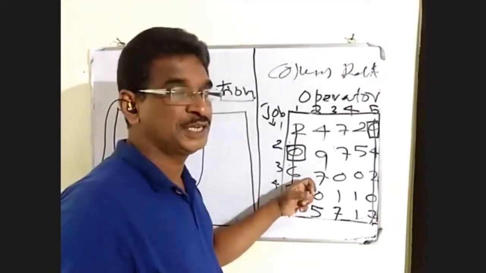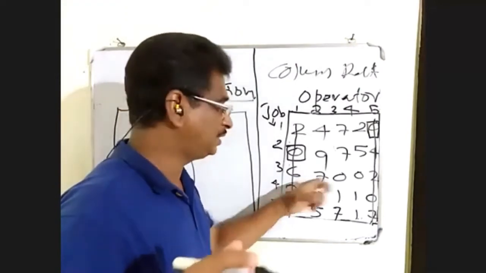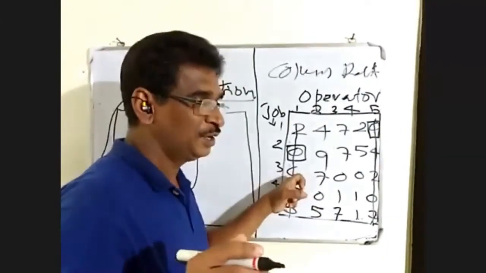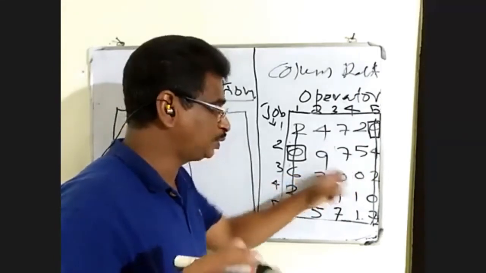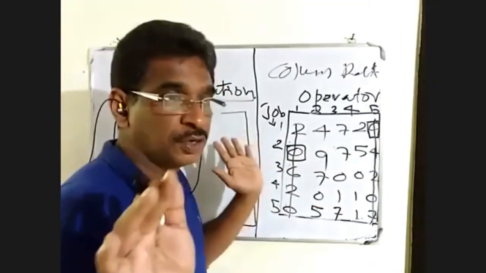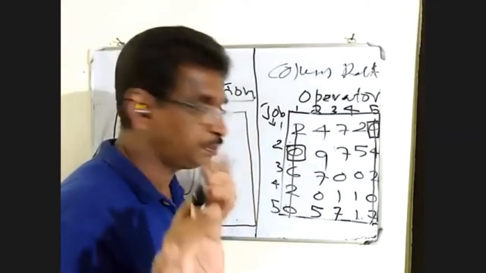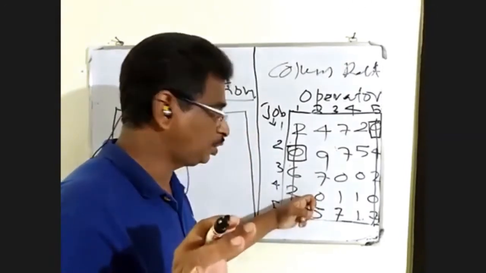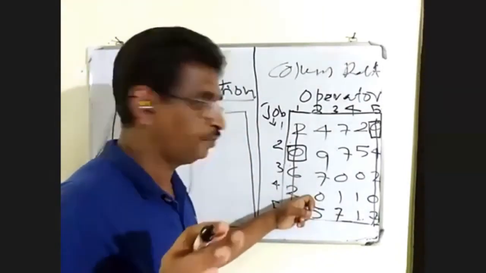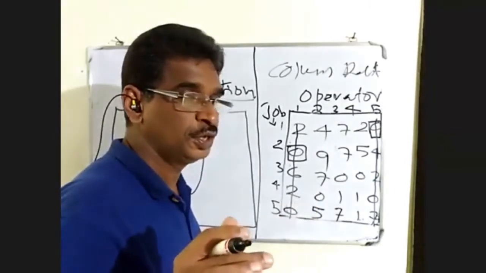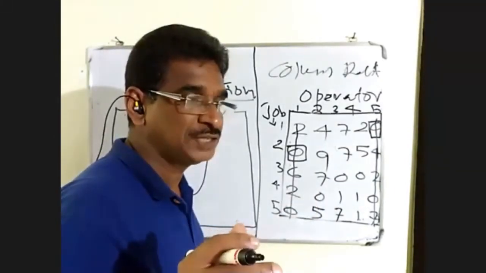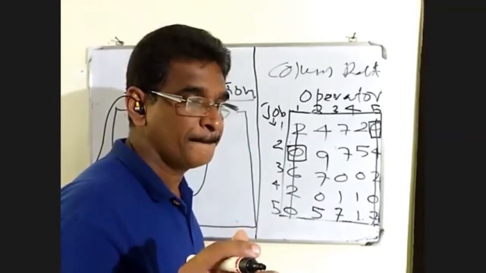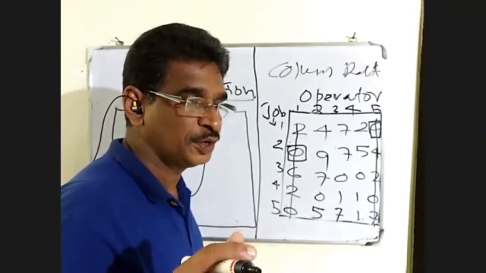Then you take the third row. Again ask the question: is there exactly 1 zero? No, there are 2 zeros. Nothing you have to do, you have to skip that row. Then the next row, the fourth row: is there exactly 1 zero?